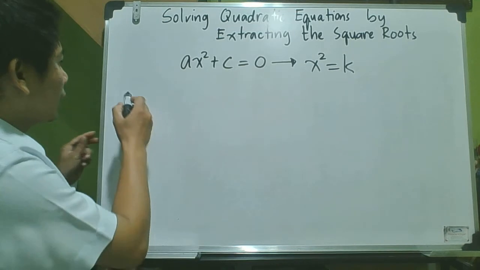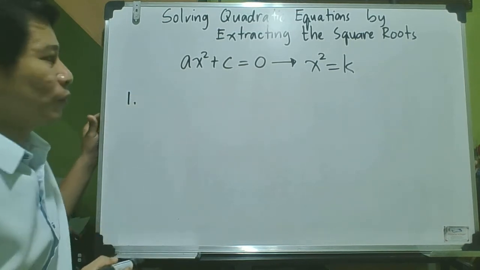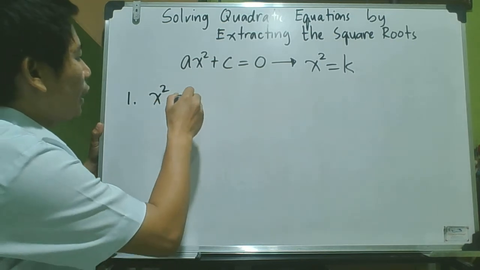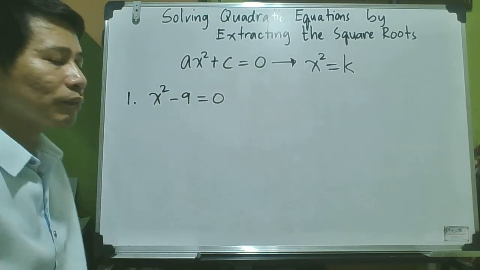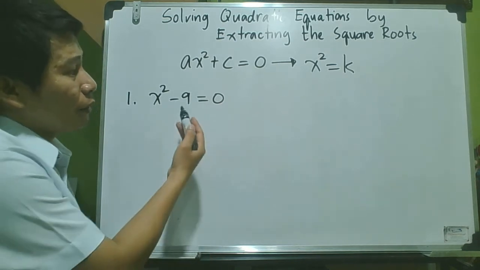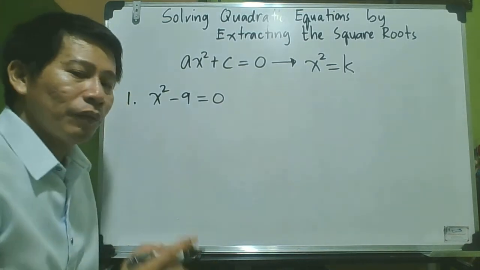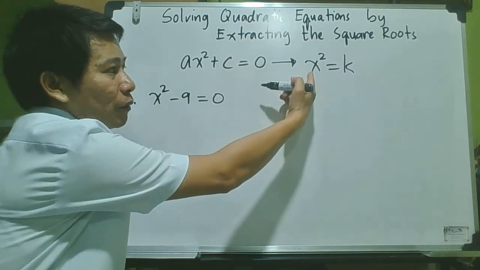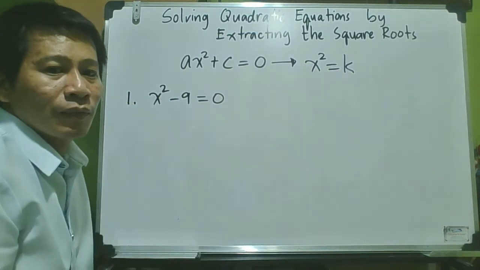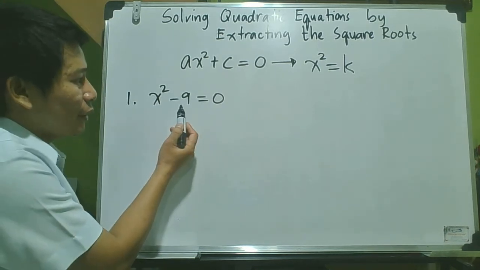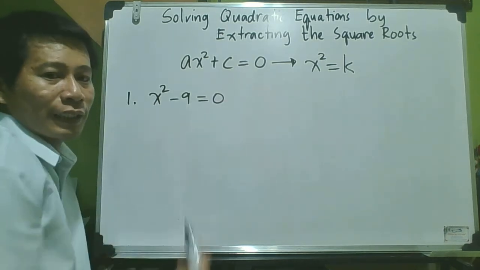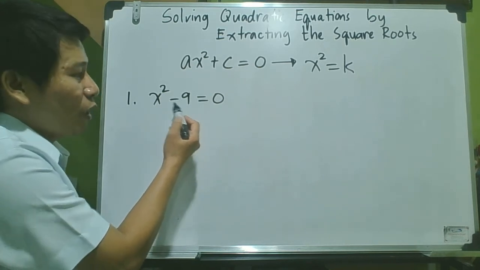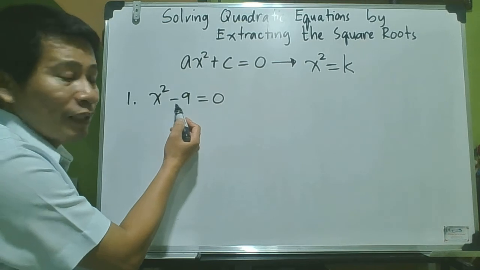Let's consider this example. Suppose we have here x squared minus 9 is equal to 0. To solve it by extracting square root, the first thing you will do is write your equation in the form x squared equals k. So, we need to isolate the constant term to one side. So, we need to eliminate negative 9 here.